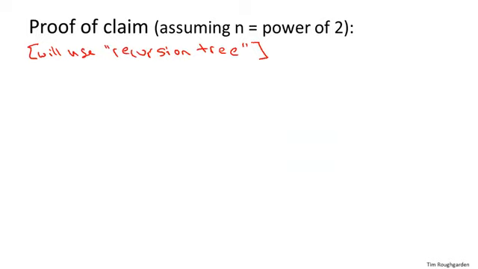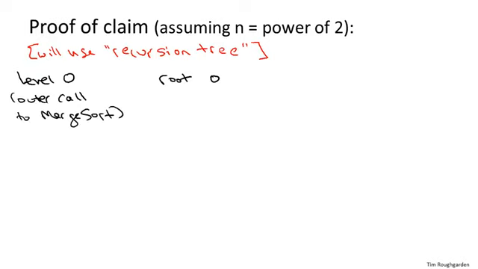So at level 0, we have a root. And this corresponds to the outer call of merge sort. Okay, so I'm going to call this level 0. Now this tree is going to be binary in recognition of the fact that each invocation of merge sort makes 2 recursive calls. So the 2 children will correspond to the 2 recursive calls of merge sort.